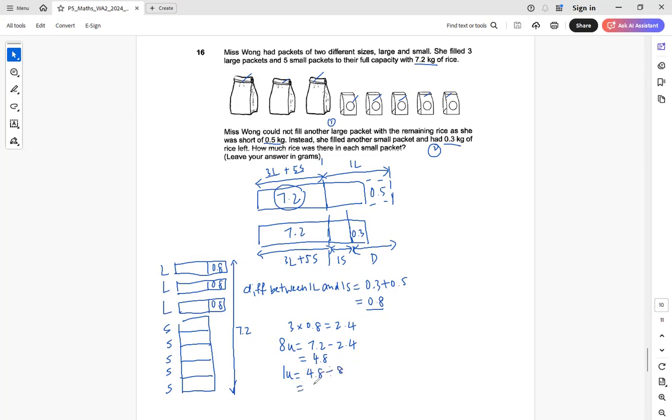We will get 0.6. So the question is asking how much rice were there in each small packet, which is actually 1 unit. But the question is asking to give your answer in grams. So currently all my values here are in kg. So I have to convert this 0.6 kg into 600 grams. So my answer for question 16 will be 600 grams.